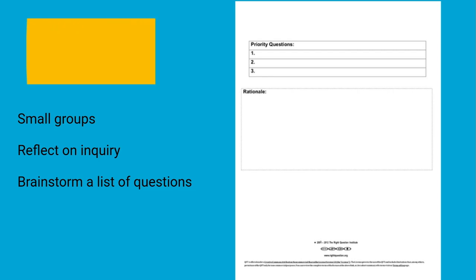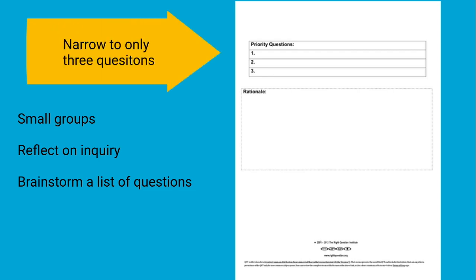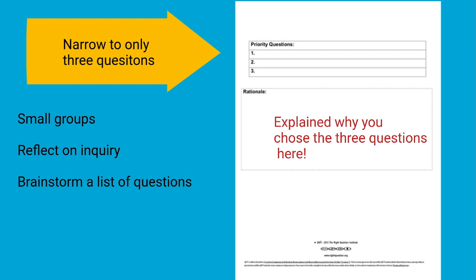Once they've listed all their questions, they must select only 3 priority questions they feel will best narrow their inquiry, and they must explain why they selected these questions. I also have my students select 2 more, just in case they cannot find answers for the top 3.